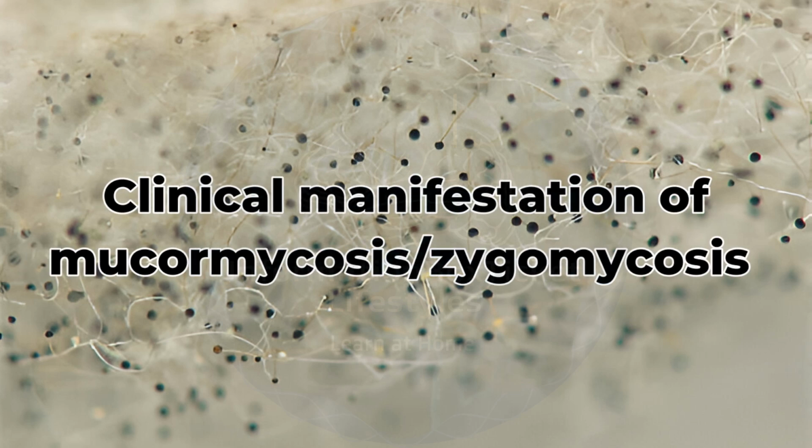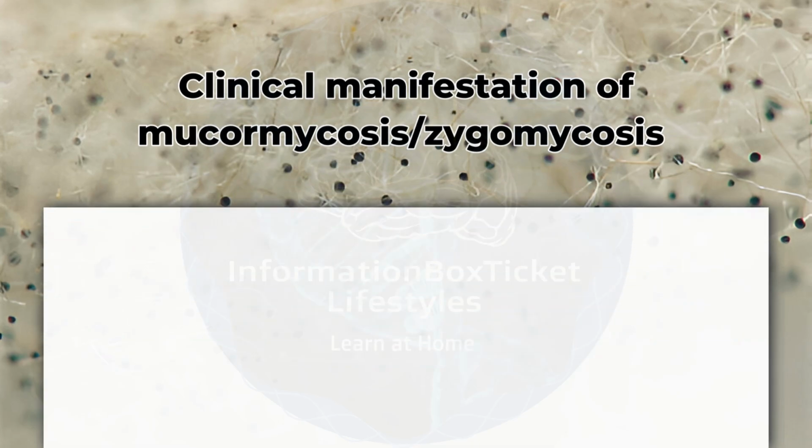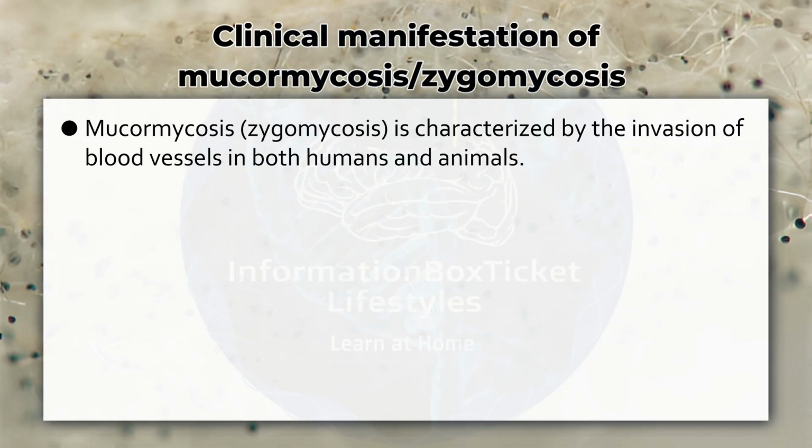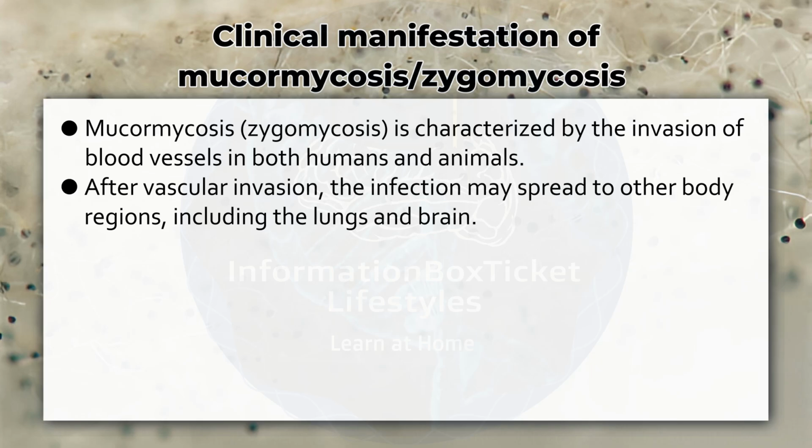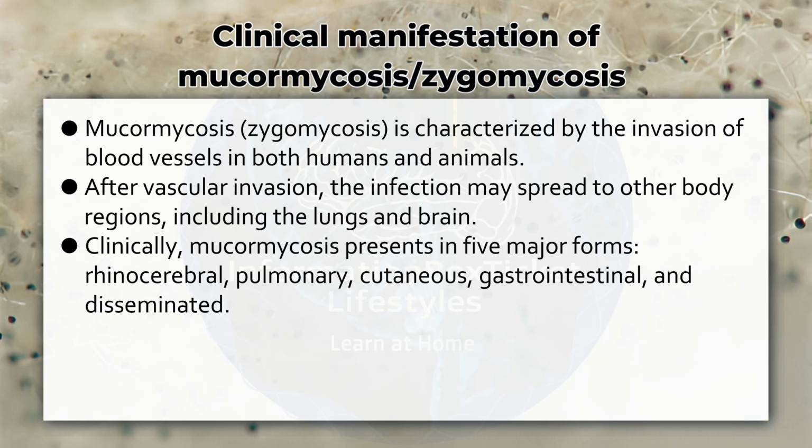Clinical manifestation of mucormycosis, zygomycosis. Mucormycosis, zygomycosis, is characterized by the invasion of blood vessels in both humans and animals. After vascular invasion, the infection may spread to other body regions, including the lungs and brain. Clinically, mucormycosis presents in 5 major forms: rhinocerebral, pulmonary, cutaneous, gastrointestinal, and disseminated.